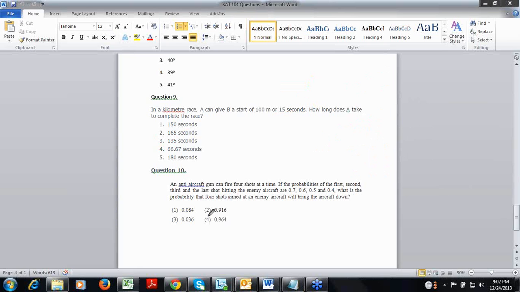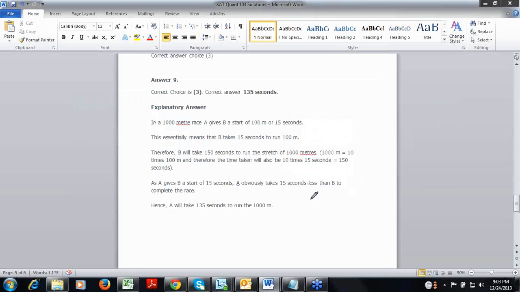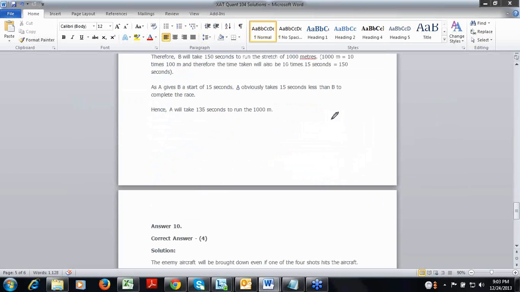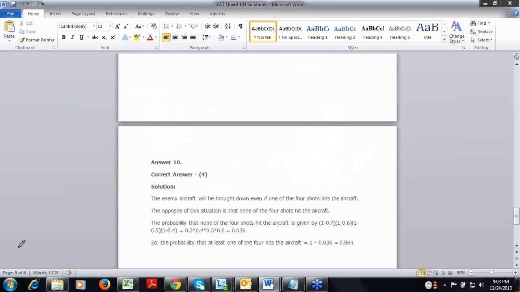Okay. An anti-aircraft gun can fire 4 shots at a time. If the probabilities of the first, second, third and the last shot hitting the target are given, what is the probability that the 4 shots aimed at an army aircraft will bring the aircraft down? So we'll put it another way: the aircraft will be down if one of the 4 shots brings it down.